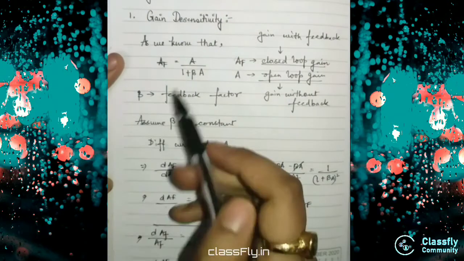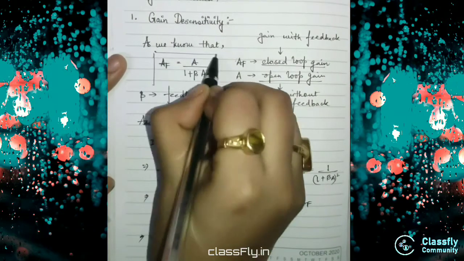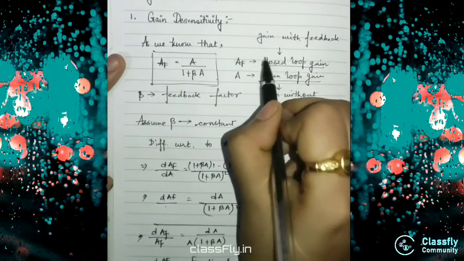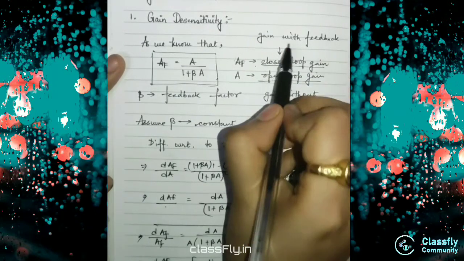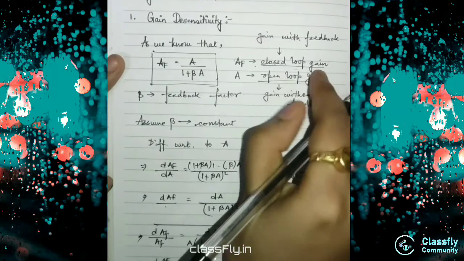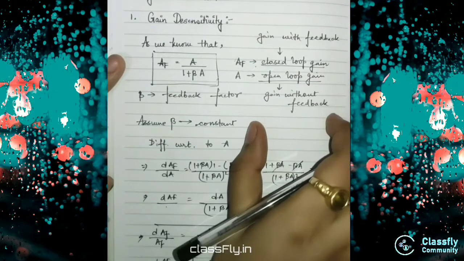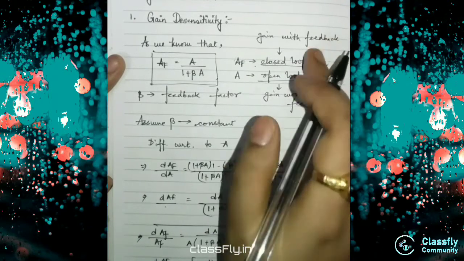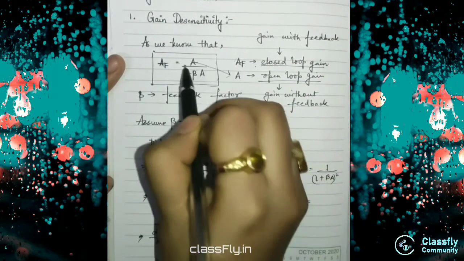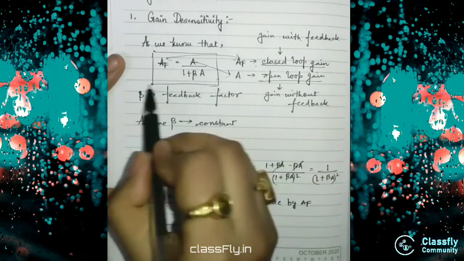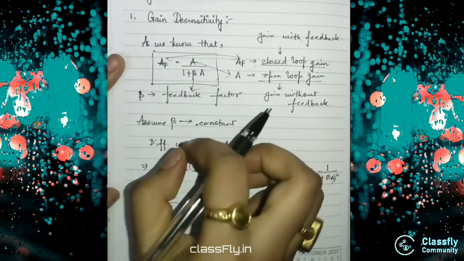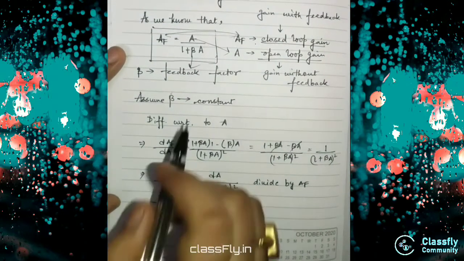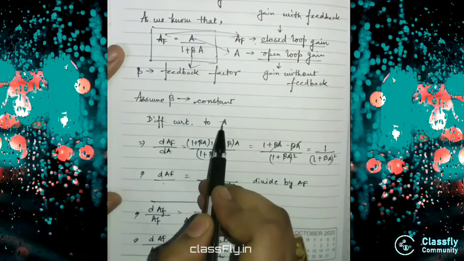We know the formula that AF is equal to A by 1 plus A beta, right? AF is your closed loop gain, or gain with feedback, and A is your open loop gain, or gain without feedback. That means here there will be no feedback and here there will be feedback. And beta is your feedback factor. If we assume this beta is constant, then we differentiate this formula with respect to A.